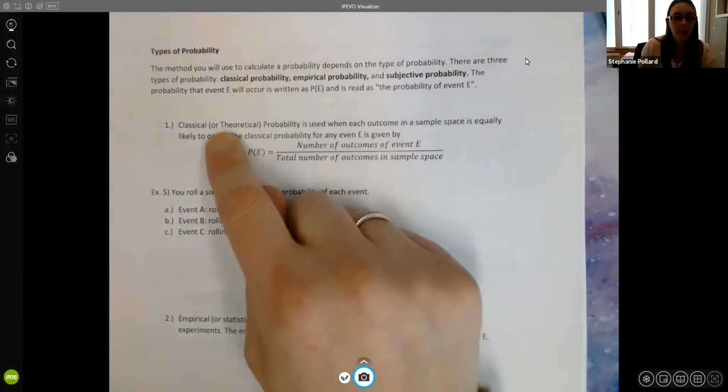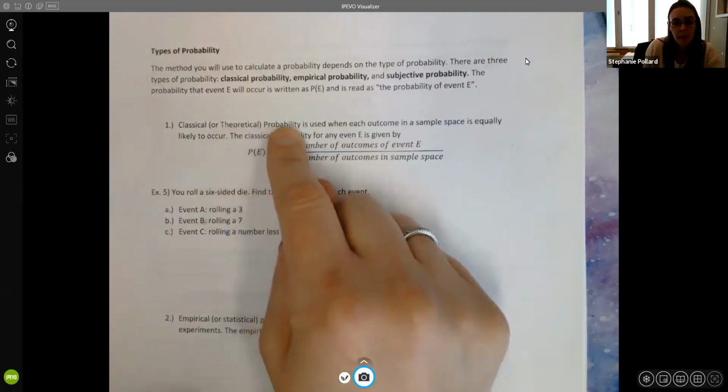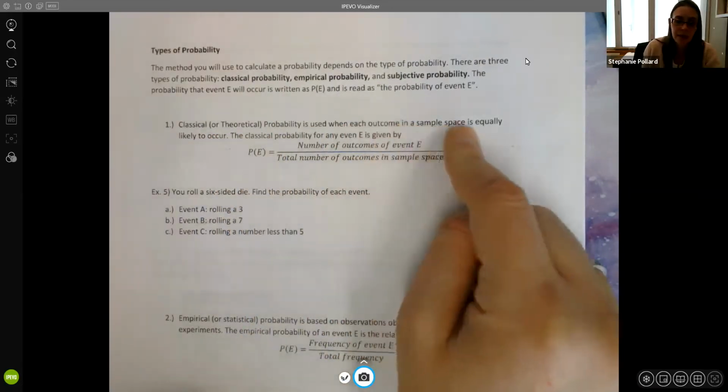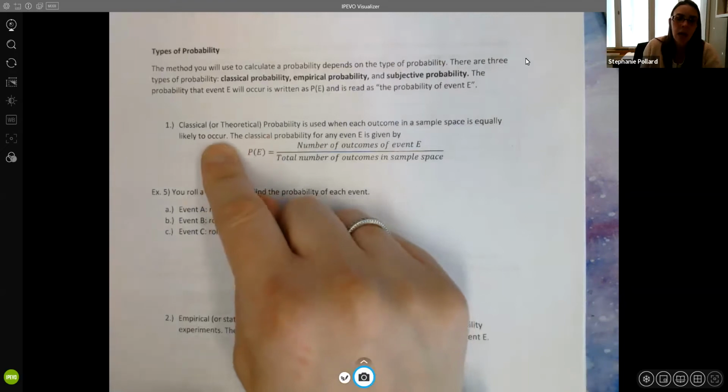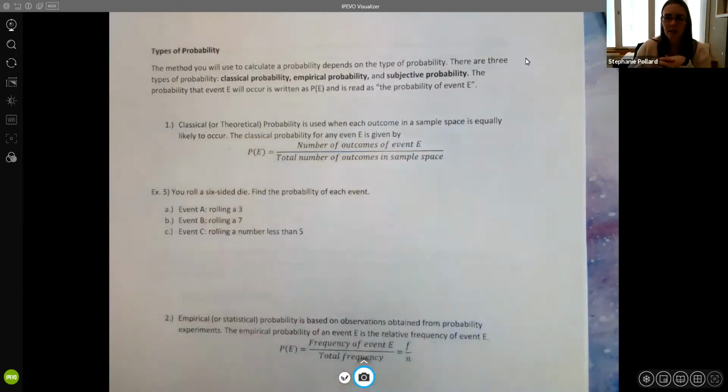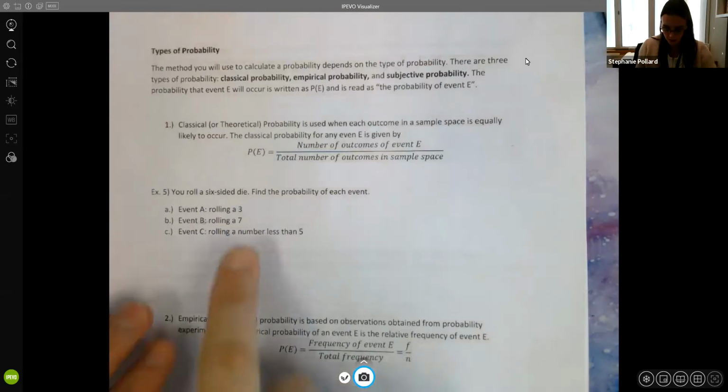Now your classical probability, or your theoretical probability, is used when each outcome in a sample space is equally likely to occur. We call this classical because you tend to see this in classic examples like a deck of cards or rolling a die. So something that has a very set probability that you can always figure out. So that would be your classical. And you can see your examples here.